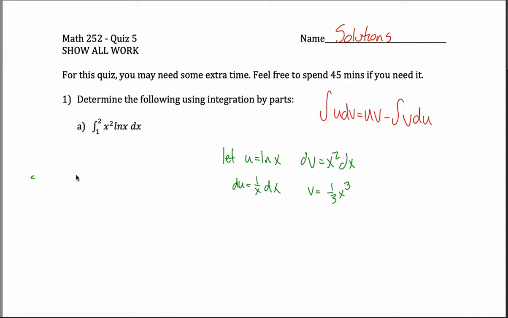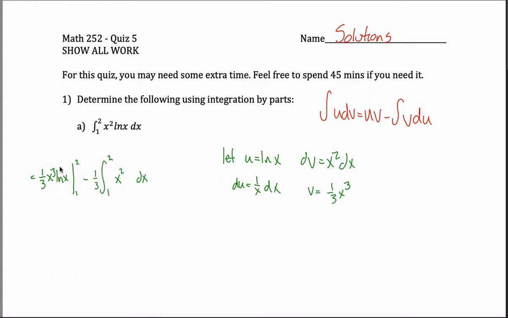Anyways, what I'm saying is that this is equal to u times v, so natural log of x times 1/3 x cubed, minus the integral of v du, so this v times this du. The 1 over x will cancel out one of these x's in the x cubed and make it x squared, and I'll pull the 1/3 out in front of the integral. And that'll leave me with this expression.